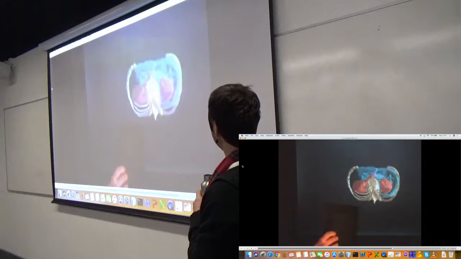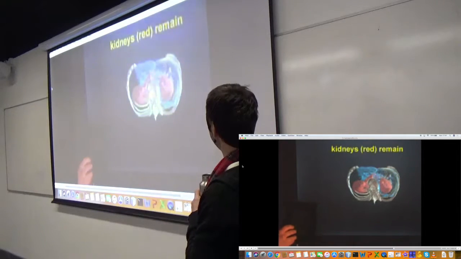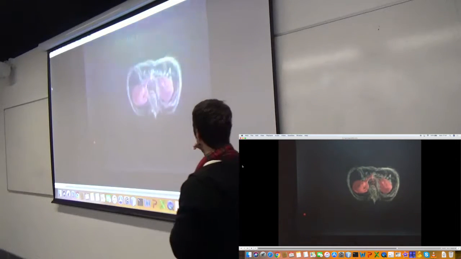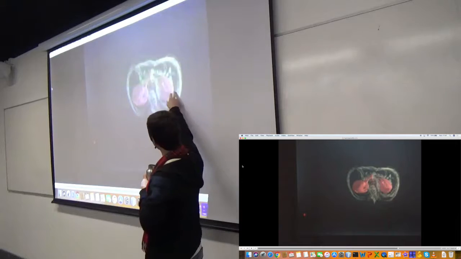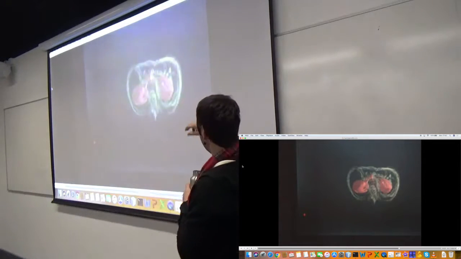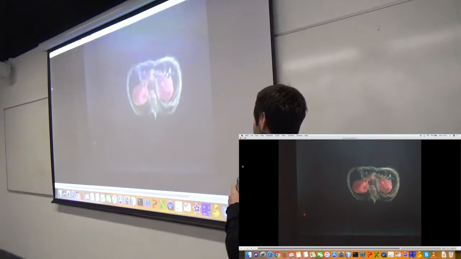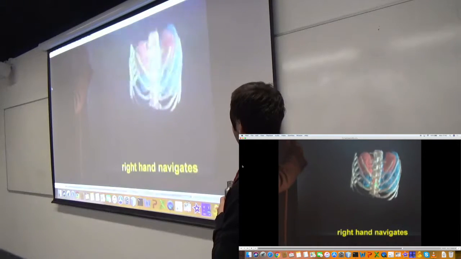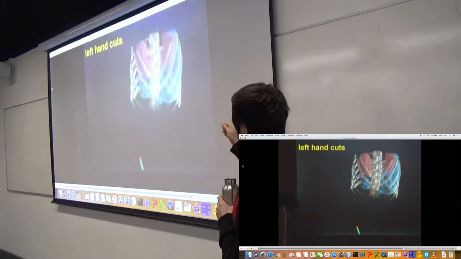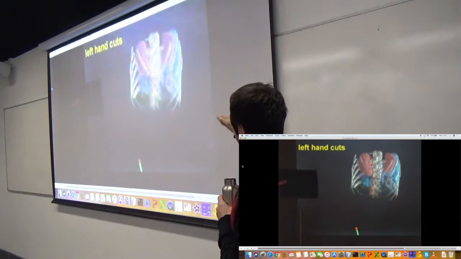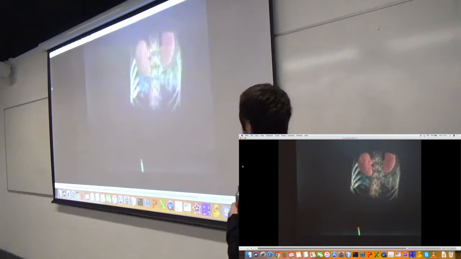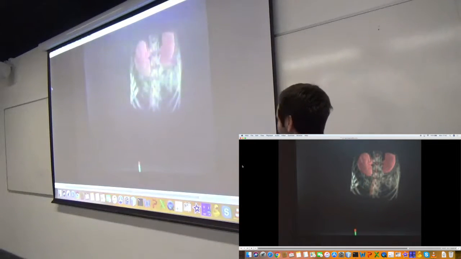And that's the user using the real clipboard as a cutting plane. That's a focus and context visualization, so the kidneys are the focus, and then the rest serves as context. That's the user rotating the volume with the virtual pen, and then clipping the volume with the clipboard.